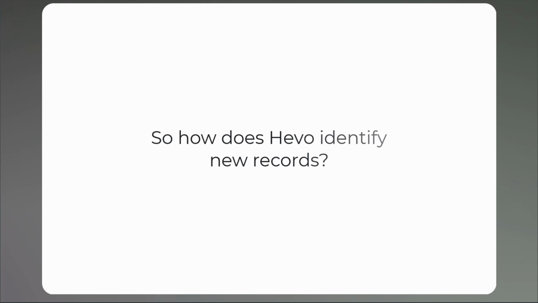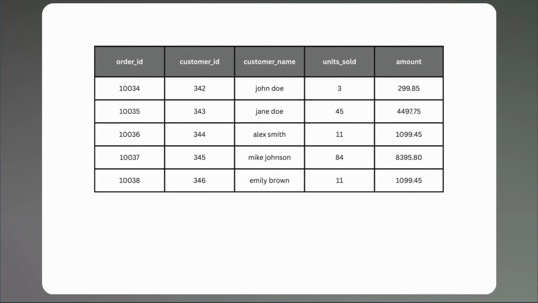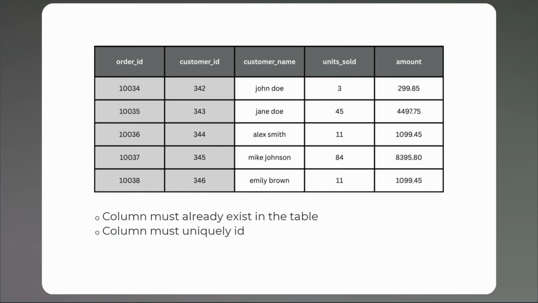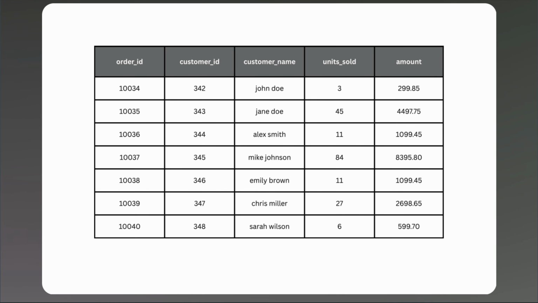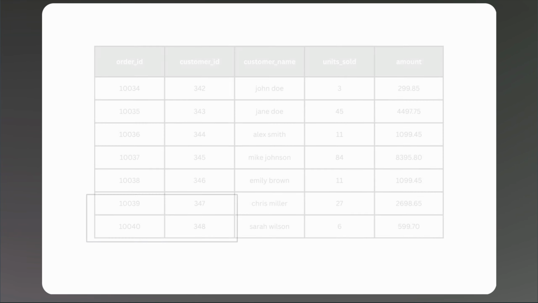So how does Hevo identify new records? It relies on one or more auto-incrementing columns you select from your source table. The column you select must already exist in the table and uniquely identify each record. Think of this column as a bookmark. Hevo remembers the highest value it has already ingested. On the next run, it scans the database for rows with values greater than the last captured value.